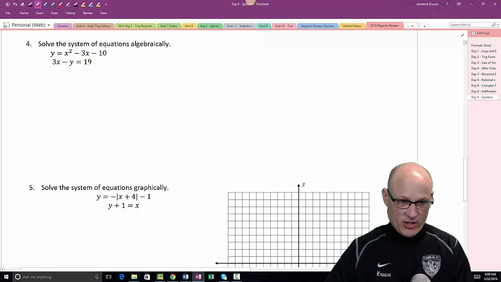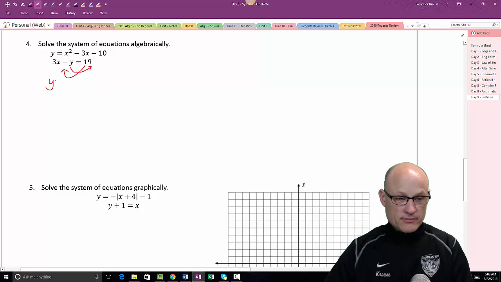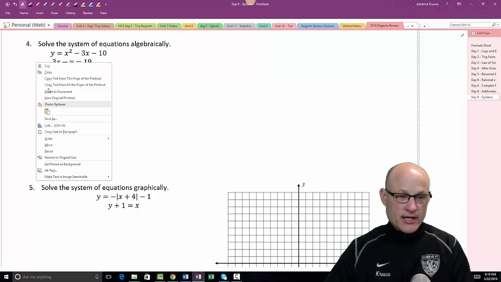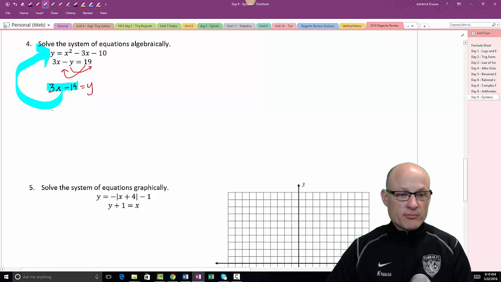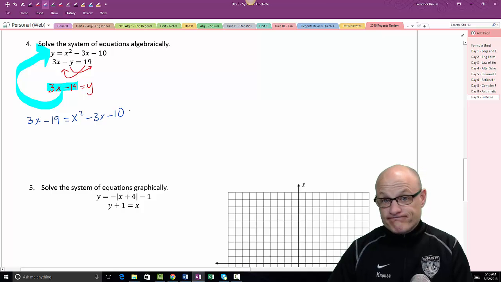So I'm just going to start out by solving this one for y. I'm going to move this over here, and I'm going to move this back over here. So I end up with 3x minus 19 equals y. All right. So now I know that this is y, and I can take it and plug it in right there for that y. So I end up with 3x minus 19 equals x squared minus 3x minus 10.